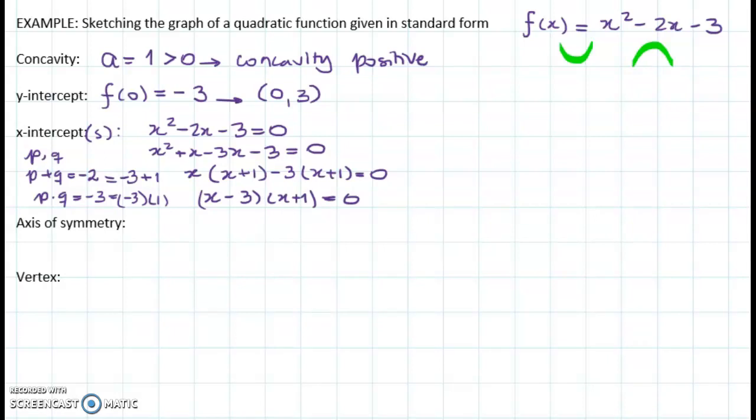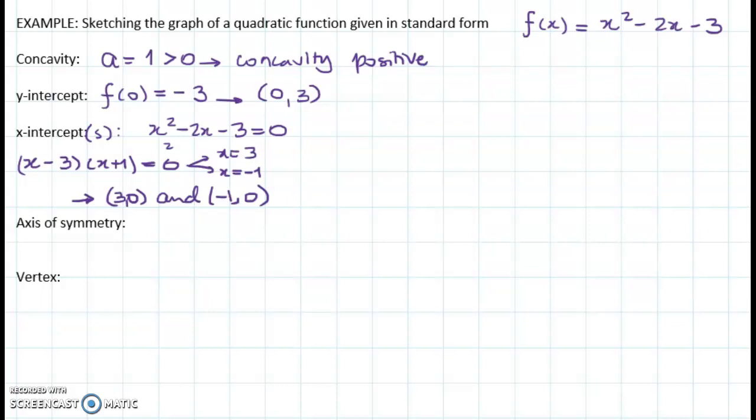So this means by the null factor law that the expression is going to be equal to 0 either when x is equal to 3 or when x is equal to -1. So this means that the coordinates of the x-intercepts are 3, 0 and -1, 0. I made a bit of space because we need it for the sketch, and also I'm going to correct here a very dumb mistake. For the y-intercept, the coordinates are 0, -3. Sorry about that. So with the information we have so far, I want to actually start looking at how this sketch is going to look like.